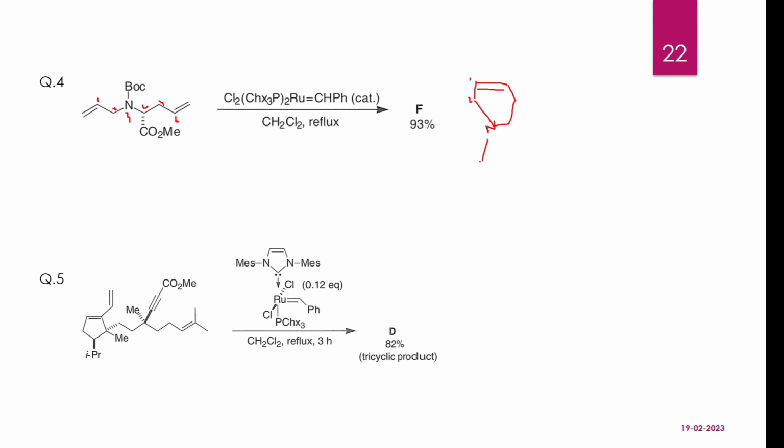Understood? With that, there will be a CO2 below. Understood? This will be the product. So what will be the product here? This is also the Grubbs second generation catalyst.